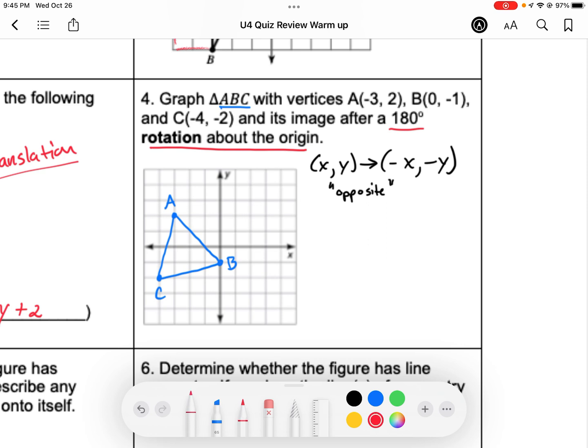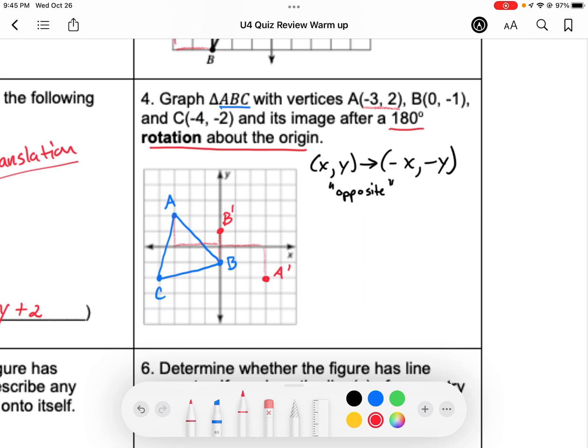So when I'm graphing this, when I graphed A, to graph the point negative 3, 2, I went to the left 3 and up 2. So I'm going to turn those directions exactly opposite. Instead of to the left 3 and up 2, I'm going to graph to the right 3 and down 2. So there's A prime. Same thing for B. For B, I stayed at 0 for my x, but I went down 1. So I'm going to stay at 0 for x and go up 1. There's B prime.